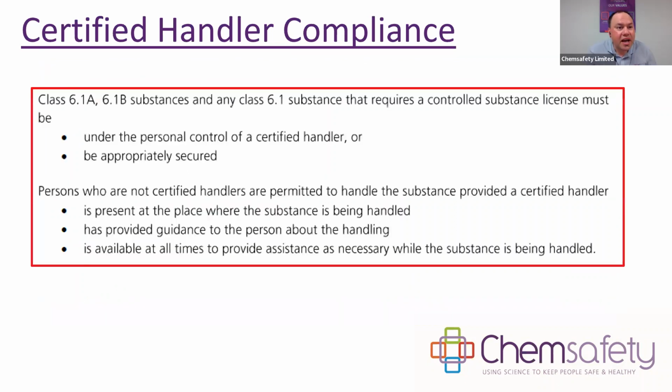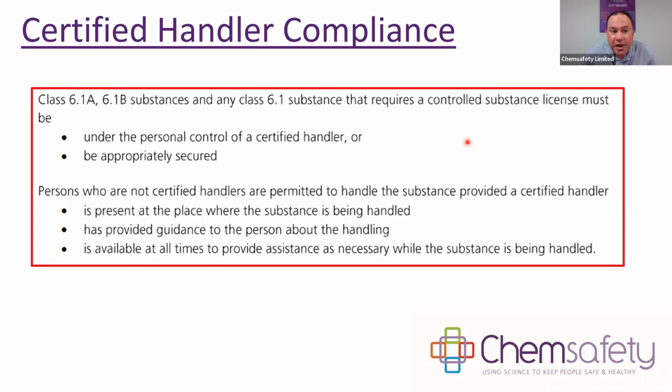The next thing there, we have with our 6.1 A and B substances. This is a very important one. Now, this is the whole point of certified handlers. As it states here, these substances must be under the personal control of the certified handler. And if they're not under the personal control of the certified handler, they need to be locked away. They need to be put away.